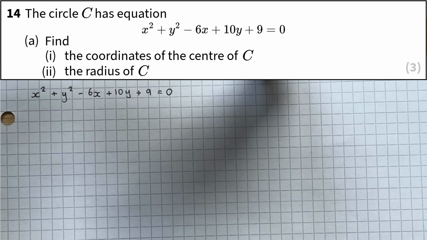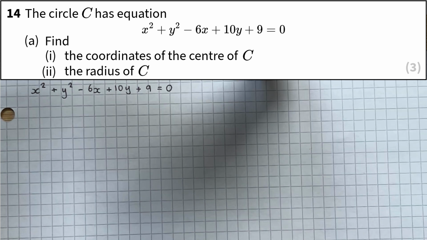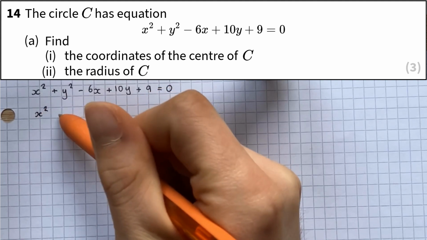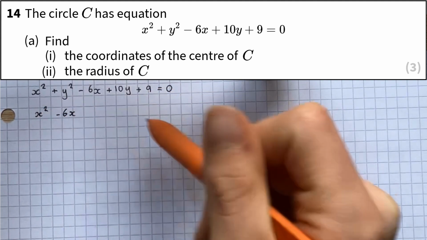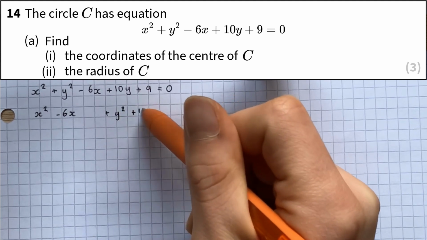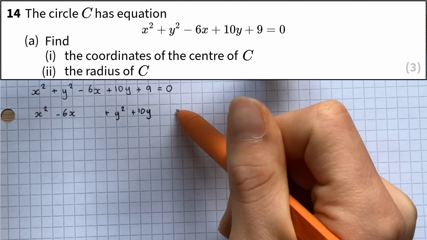In this question, we are given the equation of a circle, and first off, we need to find the coordinates of the center and the radius of the circle. For this one, you need to know that completing the square is the way. In order to complete the square, I'm going to put the x terms together, and I'm going to put the y terms together to make it a bit clearer, but you can just do it straight from the first line.